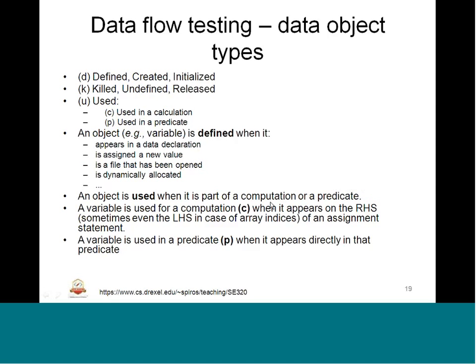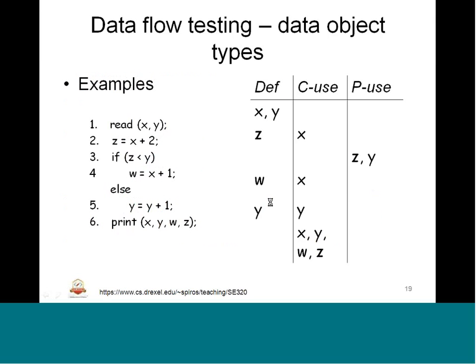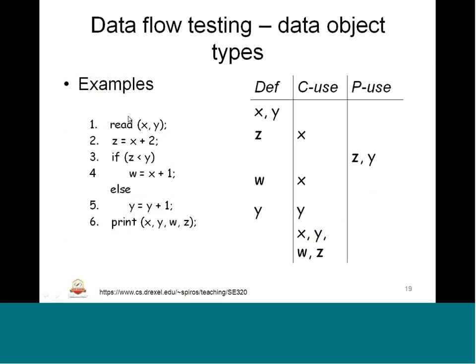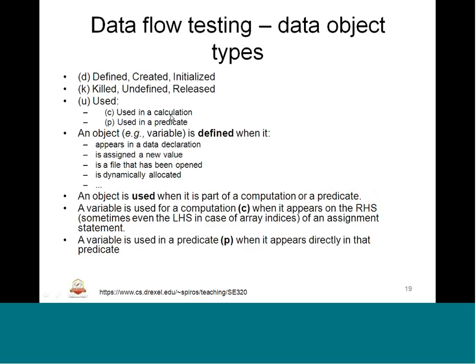Okay. So next one is examples of data flow testing data object types. You can see definition, CUs, PUs. As I said, definition is defined, created, initialized. The other ones are CUs and PUs. For calculations, we use C type of objects. For predicate, we use P type of objects.